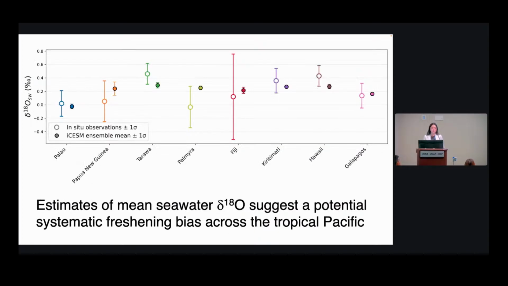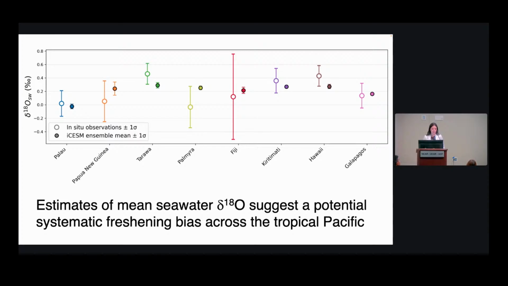However, when we zoom in site by site, we do see evidence of a modest freshening bias across the tropical Pacific. Obviously, there are exceptions to that finding, and there are a lot of nuances in our observational network that I can talk about later. But we are seeing evidence in delta 18O seawater of a slight freshening.